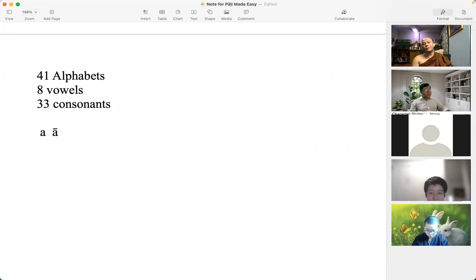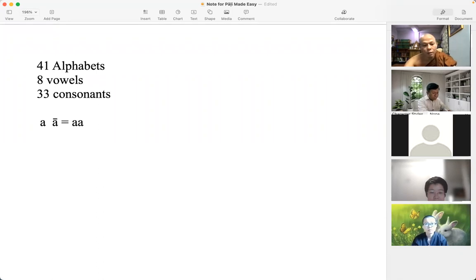Okay. So that is equal to 2, so double. That is why, when we pronounce a long vowel, it requires 2 beats. So that becomes long. So now we can analyze based on their sound: short vowel and long vowel.